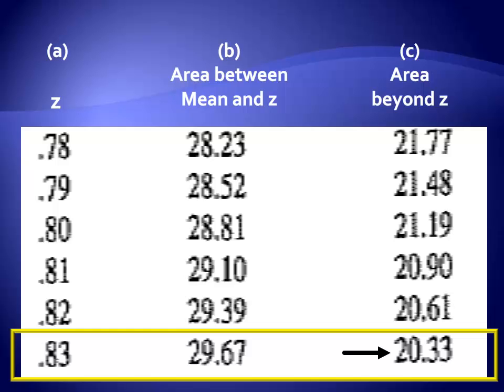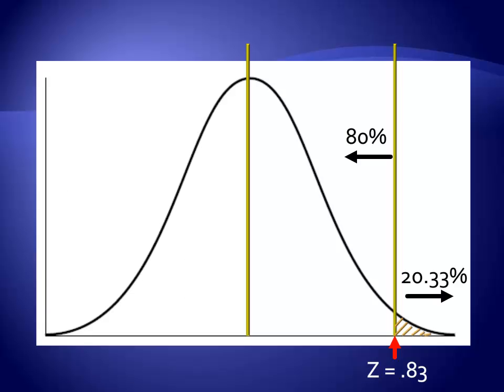If we look at the z-score tables, we can see that in column C, the area beyond z or higher than z, 20.33%, corresponds to a z-score of 0.83. Another way to think of this is that at a z-score of 0.83, only 20% of the sample would have a score higher than this value, whereas only 80% of the sample would have a score lower than this value.